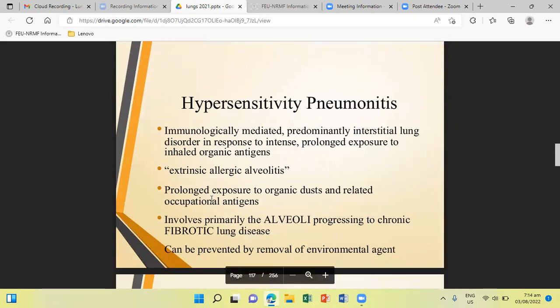Hypersensitivity pneumonitis is called as such because it is immune-mediated and predominantly interstitial. It is caused by prolonged exposure to allergens, and the affected individual may have abnormal sensitivity or heightened reactivity to the antigen, which leads to pathologic changes that primarily involve the alveolar wall. That's why it is otherwise known as extrinsic allergic alveolitis.